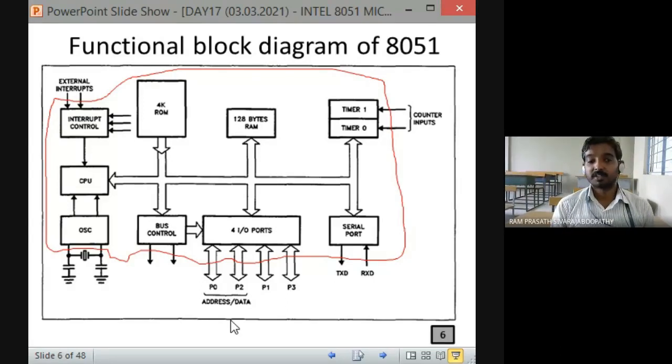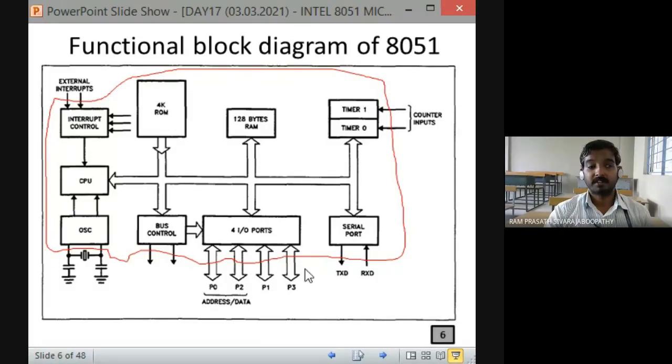Correct? So 16 plus 8, 24 pins are needed, but they have implemented it with two ports in the 8051. How is it possible, how can it be done, any idea? Yes, very good Sajesh, very good Anthony, Surya. Here also they have used the concept of multiplexing. Fine. Port 0, port 2 combinedly function as the address and data bus. See, that's all about this block diagram.